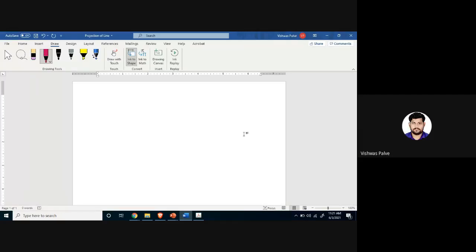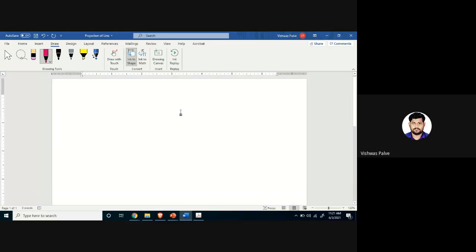So we'll revise a few points of projection of points, and then we'll start with projection of straight line. Let me see how many of them have gone through the projection of points. Just a few points which we already discussed in the last lecture, we are going to revise here. Projection of points.